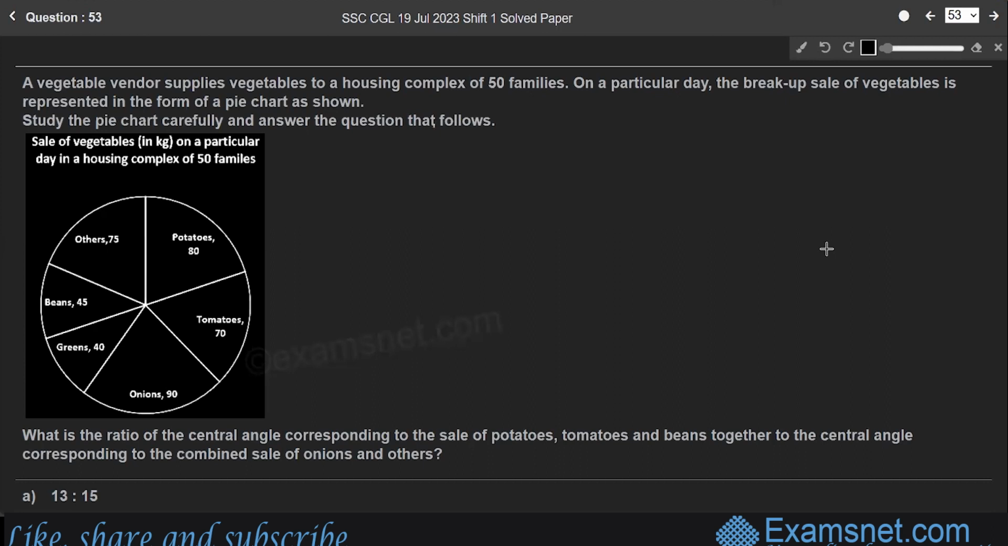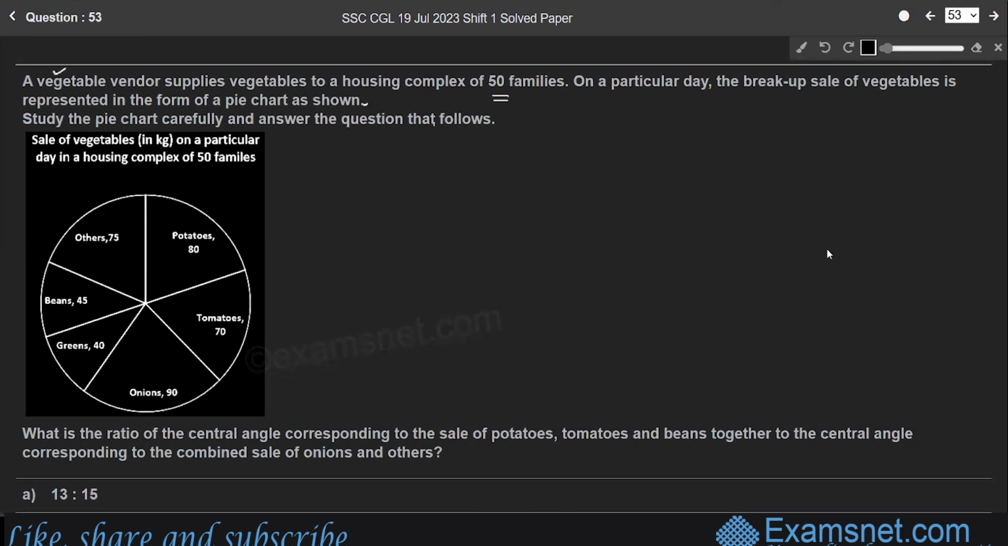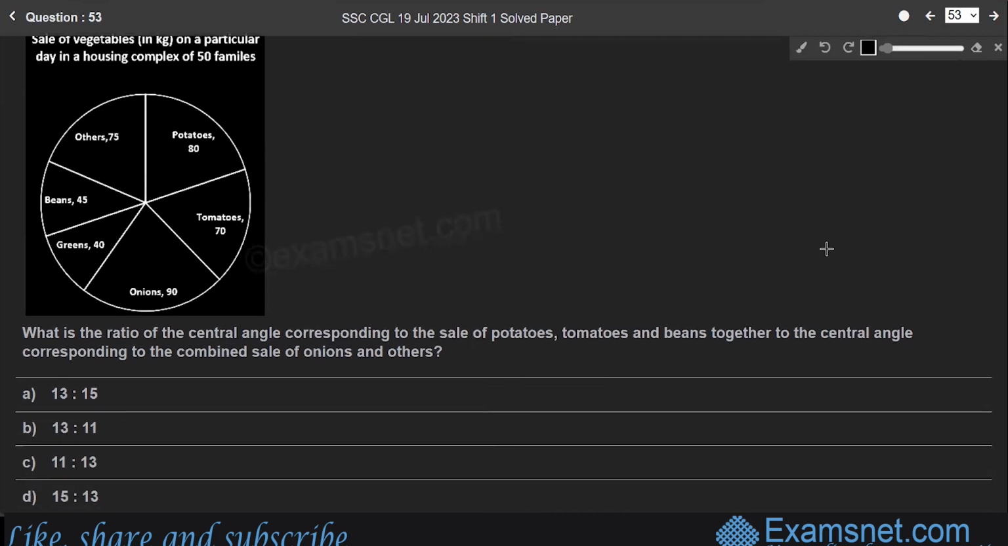Question 53. A vegetable vendor supplies vegetables to a housing complex of 50 families. On a particular day, the breakup sale of vegetables is represented in the form of a pie chart as shown. Study the pie chart carefully and answer the question that follows. What is the ratio of the central angle corresponding to the sale of potatoes, tomatoes and beans together to the central angle corresponding to the combined sale of onions and others?